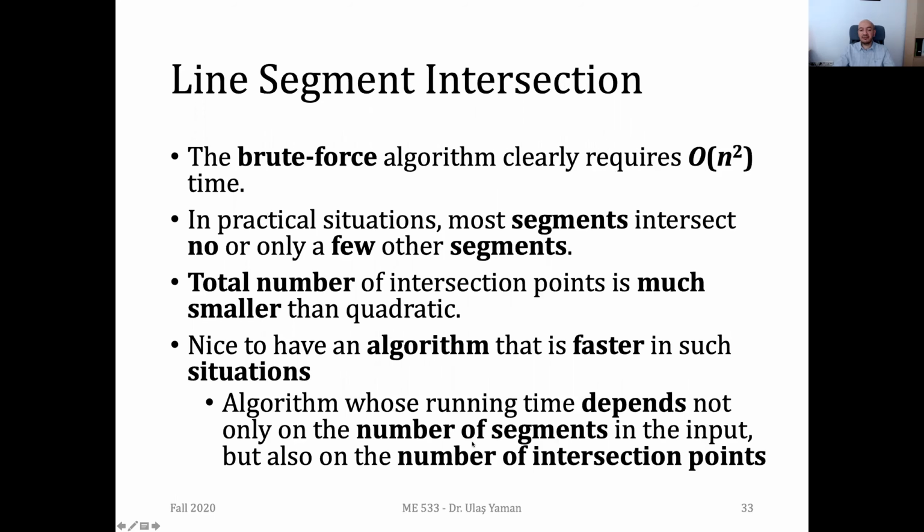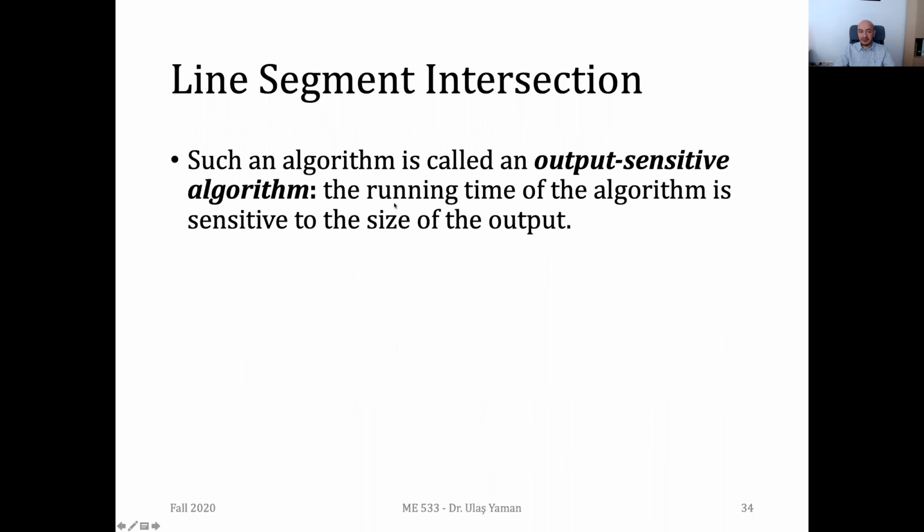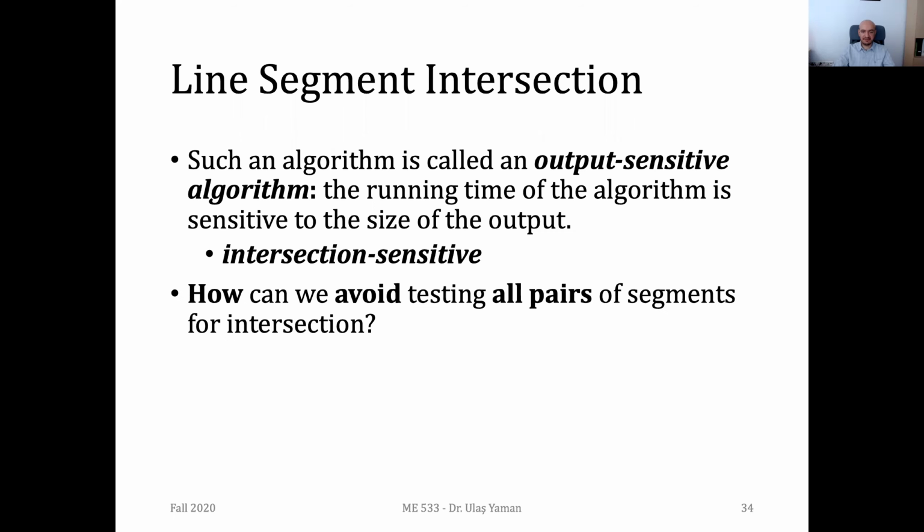Our algorithm will depend not only on the number of segments, but it will also depend on the number of intersection points. And we call these algorithms output sensitive algorithms. And in our problem, the output is the intersection. So we can say that the new algorithm we are going to work on is called an intersection sensitive algorithm.